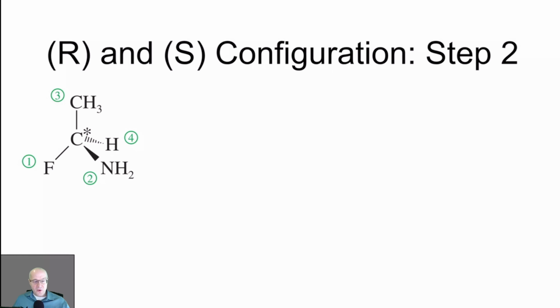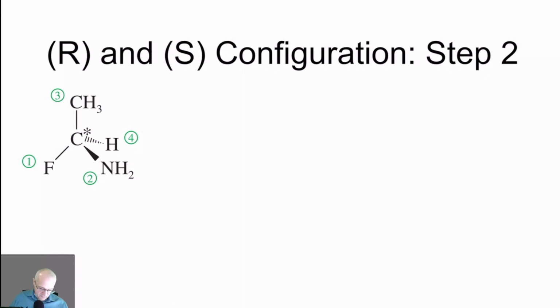The low priority group does not always have to be hydrogen. A lot of times it is, but it doesn't have to be. The low priority group must face away from you. So here, luckily, the hydrogen is already facing away from me. So the low priority group is already facing the back.